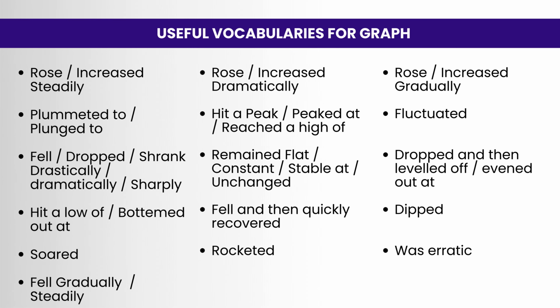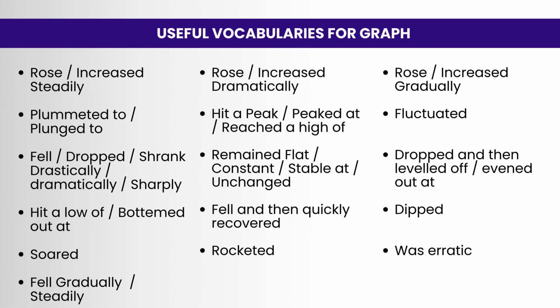Useful vocabulary for graph. Rose, increased steadily. Rose, increased dramatically. Rose, increased gradually. Plummeted to, plunged to. Hit a peak, peaked at, reached a high of. Fluctuated. Fell, dropped, shrank drastically, dramatically, sharply. Remained flat, constant, stable at, unchanged.